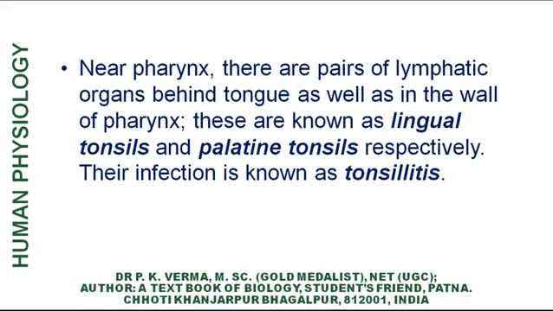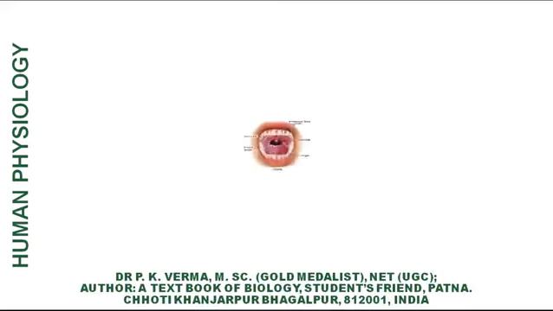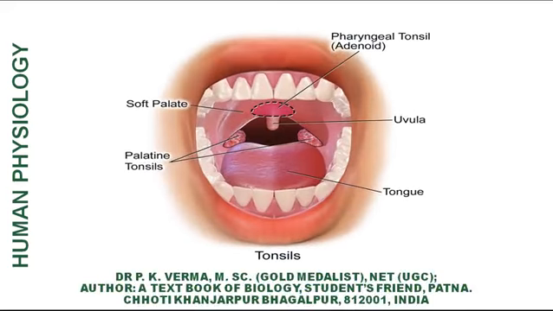Near the pharynx, there are pairs of lymphatic organs behind the tongue as well as in the wall of the pharynx. These are known as lingual tonsils and palatine tonsils. Their infection is called tonsillitis. In this diagram, you can see the position of the pharyngeal tonsil on the upper surface, palatine tonsil in the sides, and the lingual tonsil is not shown, though it is present in the rear side of the tongue.